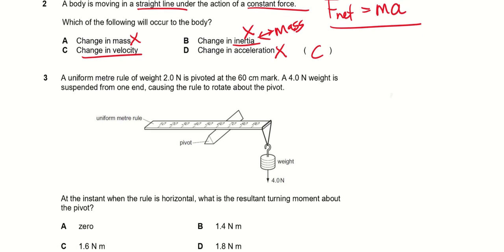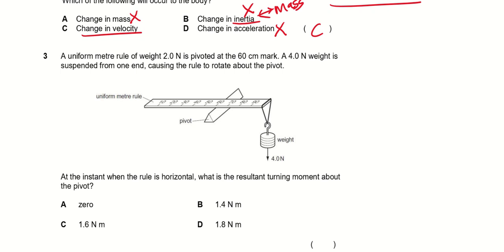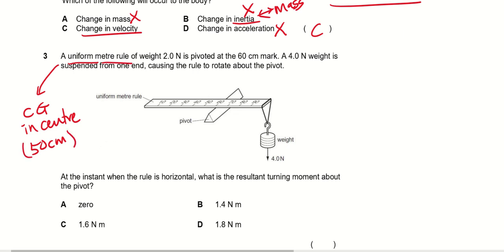Okay, next it is a moments question. A uniform meter rule of weight 2.0 Newton. Uniform is important because it tells you that the CG is in the center. So it is at the 50 cm mark, because this is a meter rule. So there will be a 2 Newton weight here.